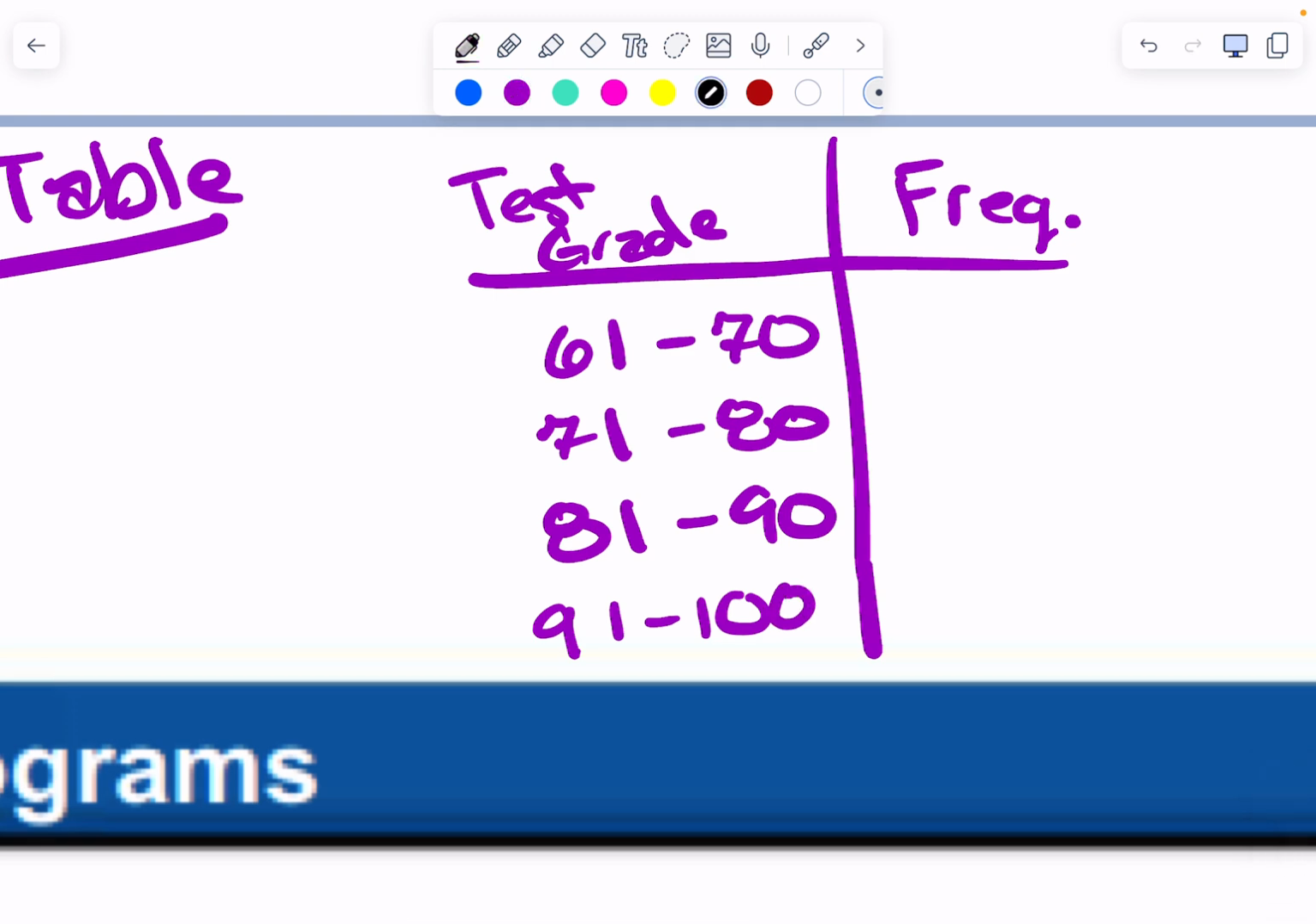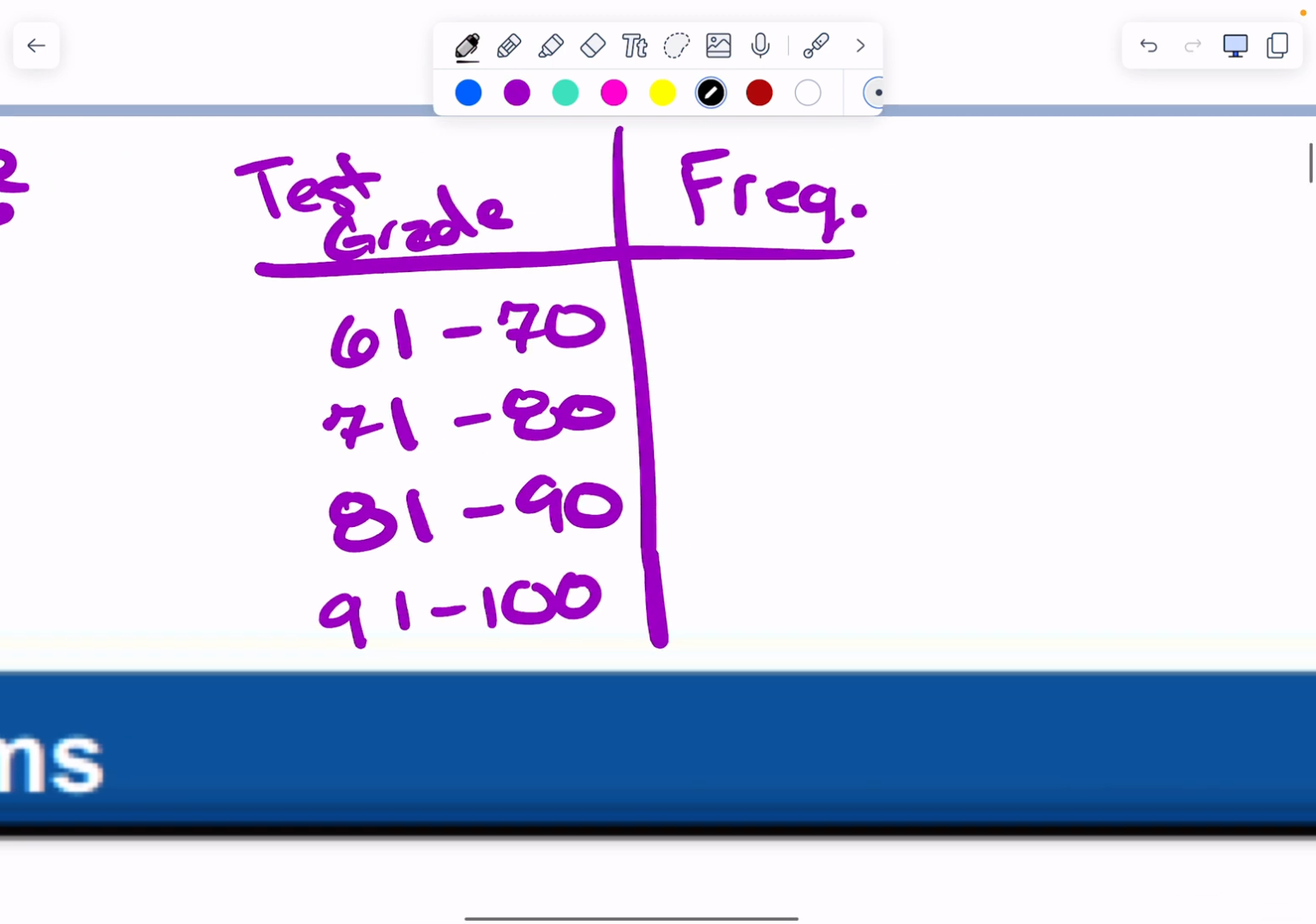Whatever. Okay. All right, there were 3 students that scored in here. You pick who they are. I don't care. 3 students that scored in there. All right. Let's say we had 5 students in this range. We had 9 students in this range and 11 students here.